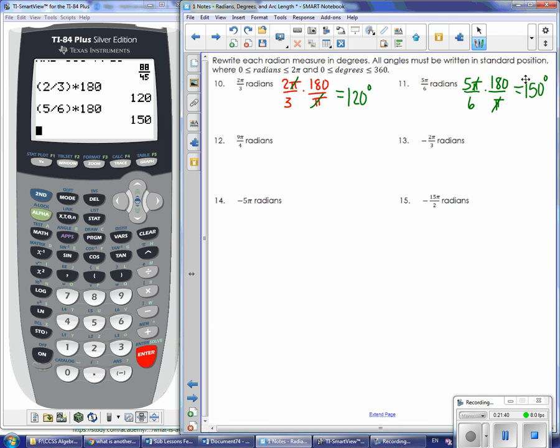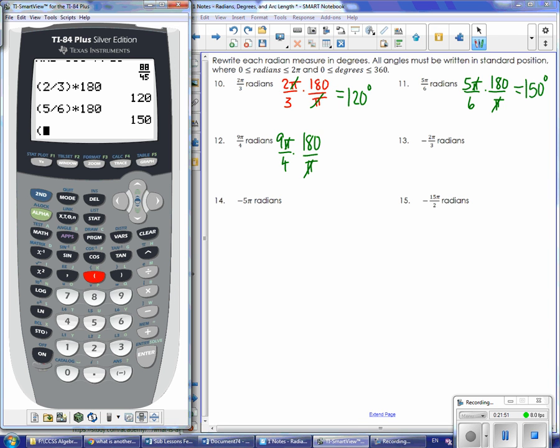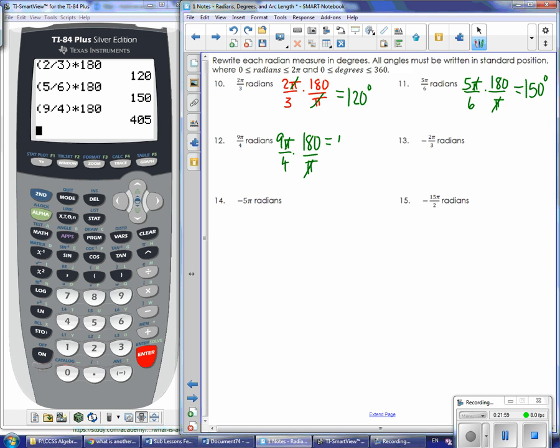Okay. If we take a look at 9 pi over 4, again, I'm going to multiply by 180 over pi, and my pi's are going to cancel. So we'll do 9/4 times 180. And I get 405. Now, am I allowed to leave my answer that way? If it's over 360, I have to simplify it. So I'm going to actually subtract the 360. And when I do that, I'm going to get 45 degrees. So a 405-degree angle is equivalent to a 45-degree angle.